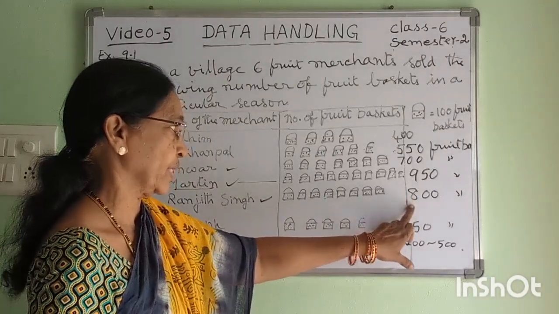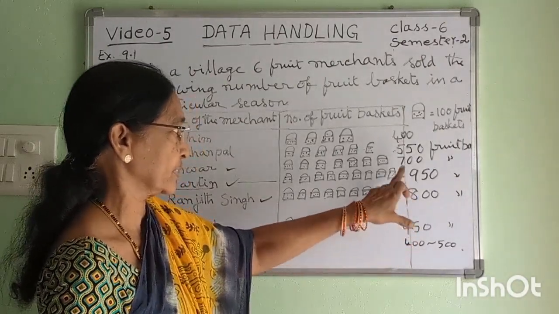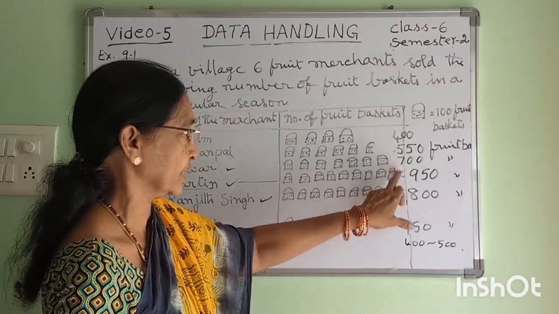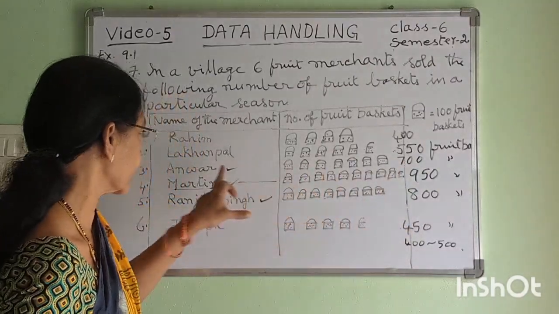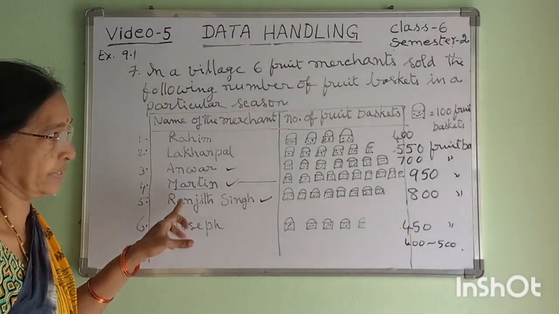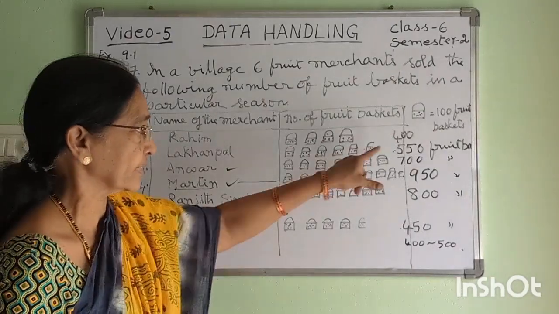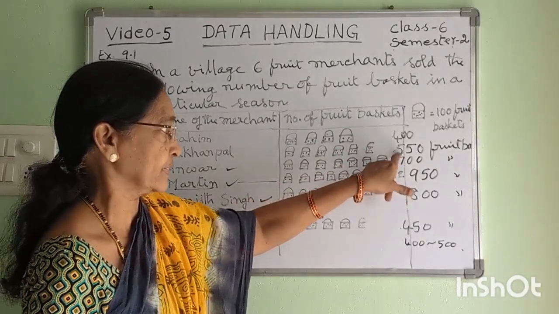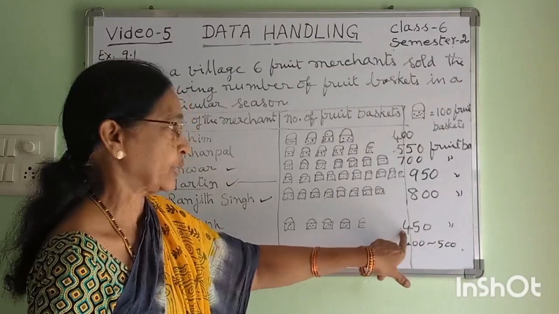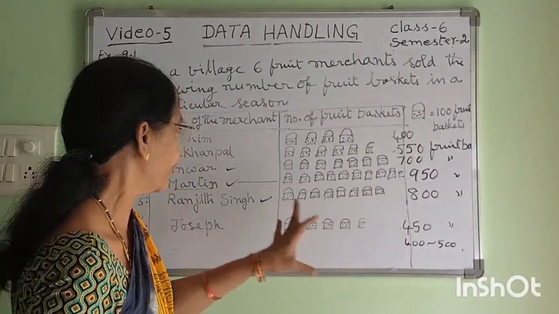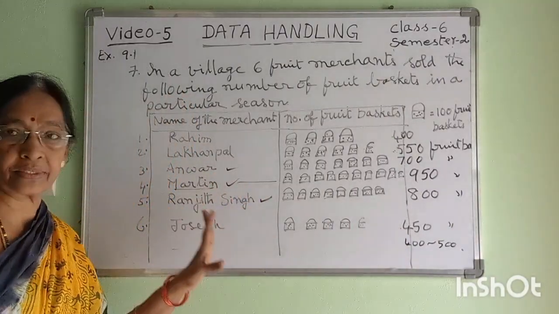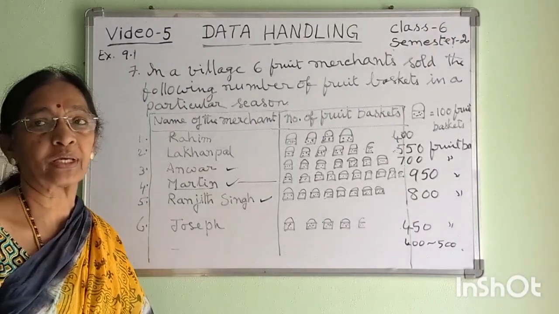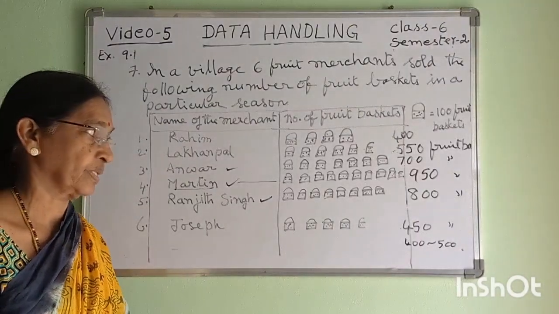800, it is more than 600. Here also more than 600. These three merchants, Anwar, Martin and Ranjit, sold more than 600. This is less than 600, and this is also less than 600. Therefore, Anwar, Martin and Ranjit are planning to buy a godown for the next season.